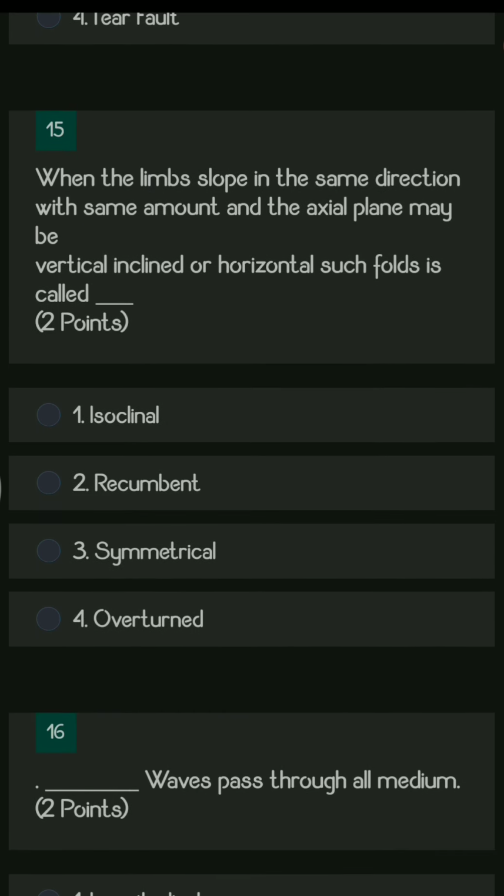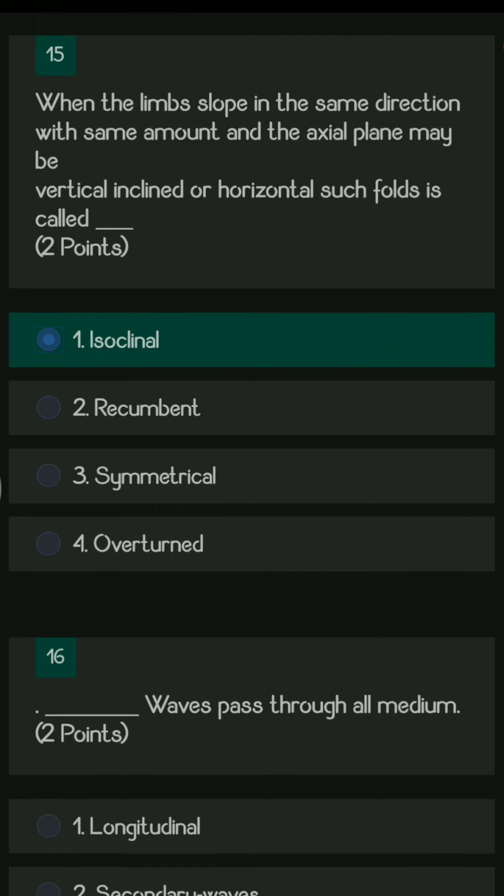Next question. When the limbs slope in the same direction with the same amount and the axial plane is vertical, inclined or horizontal, such type of fold is called as dash. So here we have four types of folds: isoclinal, recumbent, symmetrical and overturned. The right answer here is isoclinal, because this is the only type of fold where the limbs slope in the same direction and their inclination amount is also the same. It can be inclined in vertical as well as in horizontal format.